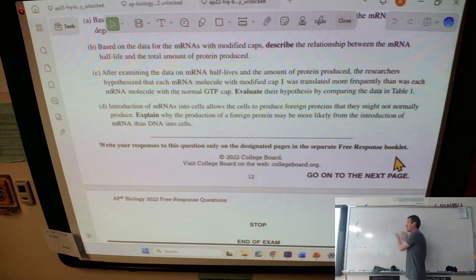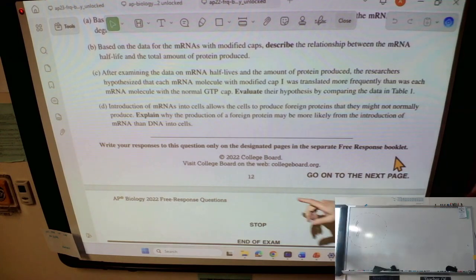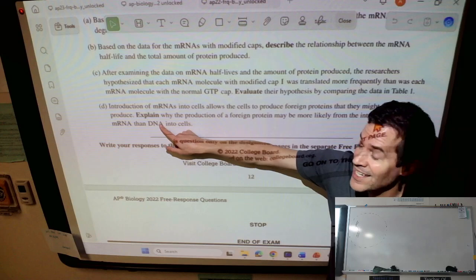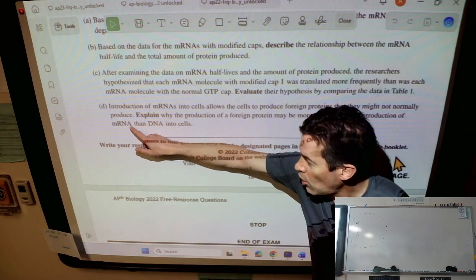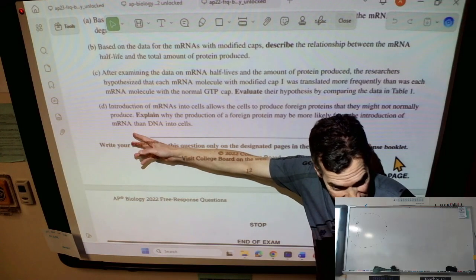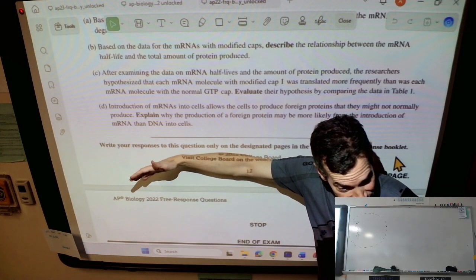So if it's already mRNA, it's already spliced, it's got a cap, it's got a tail, and so that is better than just putting in the DNA. The DNA might work, but the mRNA is more likely to work because it's already done all the extra steps of processing. That kind of makes sense?